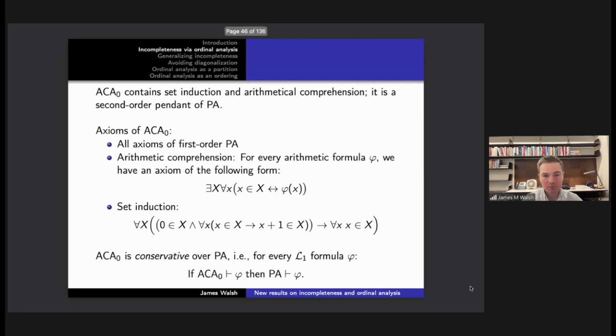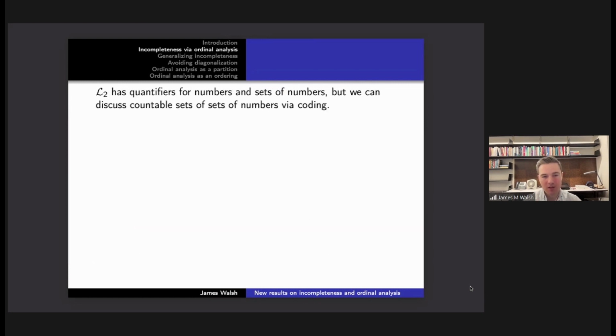Okay. So ACA 0 is conservative over Peano arithmetic, and what that means is that for every L1 formula, that is, for every formula in the language of first order arithmetic, without set variables, without set quantifiers, if ACA 0 proves it, then PA already proves it. So as far as first order sentences go, ACA 0 is no stronger than PA. It's only when you look at the second order realm, as it were, that you can see any difference between them.